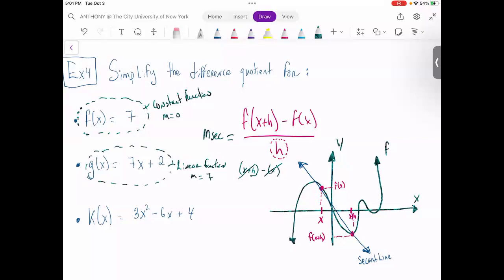All right, and now k of x is 3x squared minus 6x plus 4. What type of function is that? This is going to be a quadratic. Now, with quadratic functions, what does its graph look like? We haven't talked about quadratics yet, but you will soon in your classes. What shape is it?